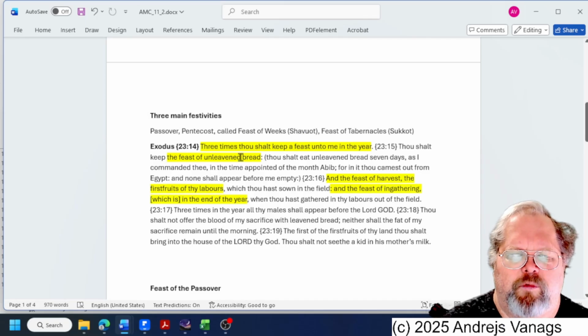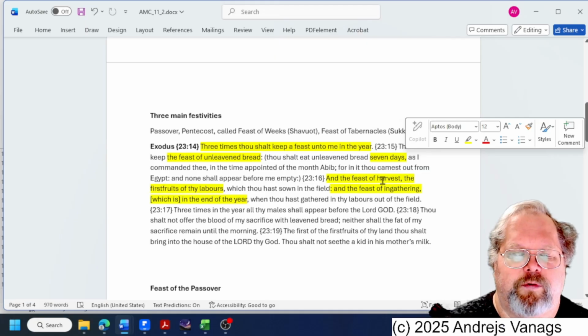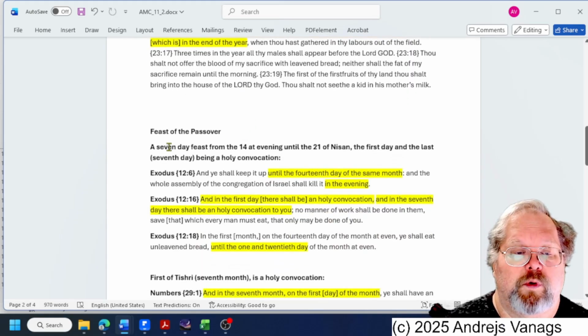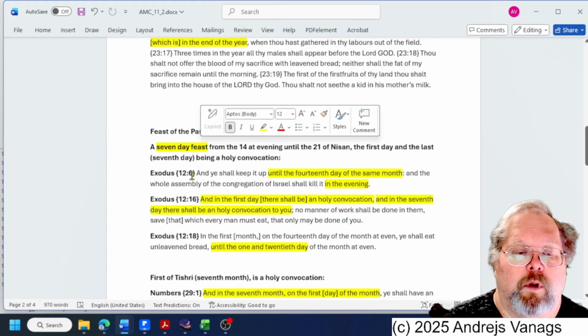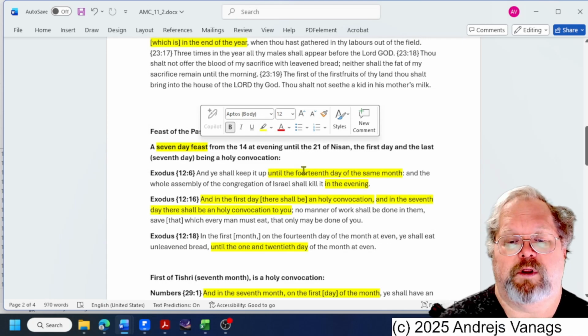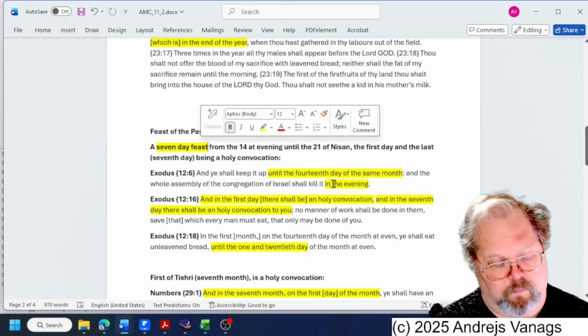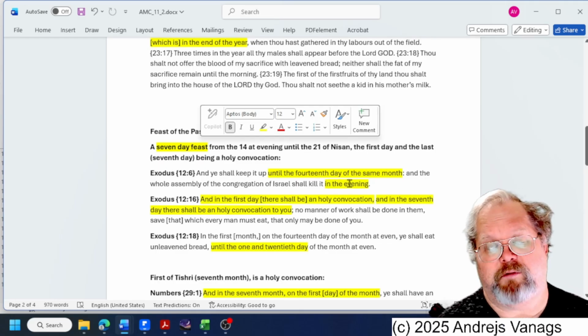You had the Feast of Unleavened Bread, and it's a 7-day feast. Then you had the Feast of the Harvest and the Feast of the Ingathering at the end of the year. Now, the Feast of Passover was a 7-day feast. Exodus tells us, until the 14th of the same month, and they shall kill, or sacrifice, the lambs in the evening.